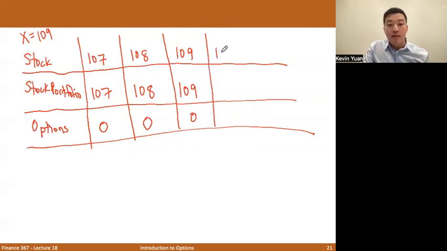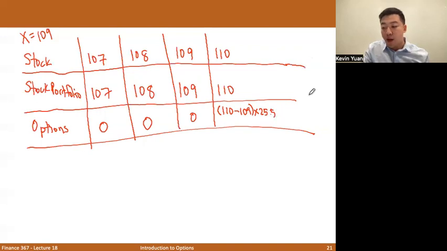And let's say it's 110. What would be the value of the stock portfolio? 110, again, because it is a stock. What would be the value of your option? Well, you can now execute it at 109, so your profits are going to be 110 minus 109. You bought 25.5 shares of it, so times 25.5. And that would be the value of your option.